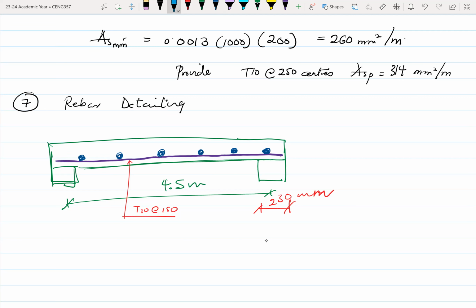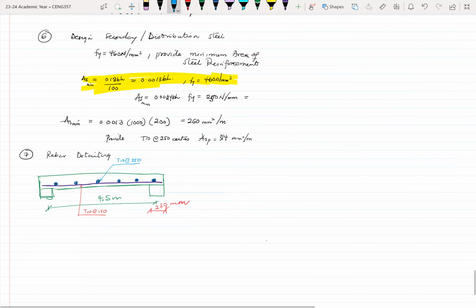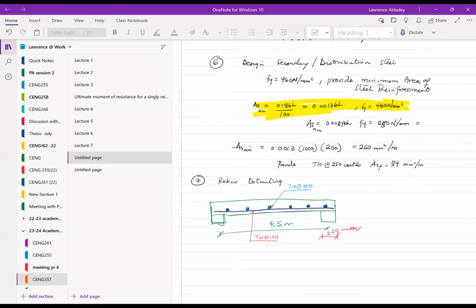So that right here is a T10 at 250. Okay. So this becomes your rebar arrangement, more or less. It's a simply supported slab, right? So solid slab spanning in one direction. Okay. So let's take a break, then we'll come back and continue. All right.